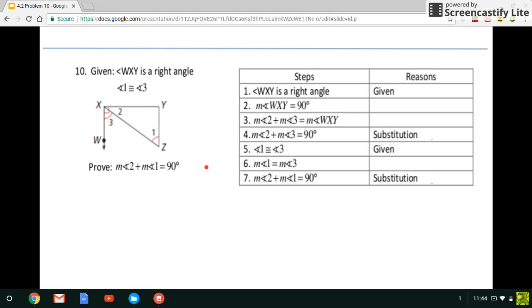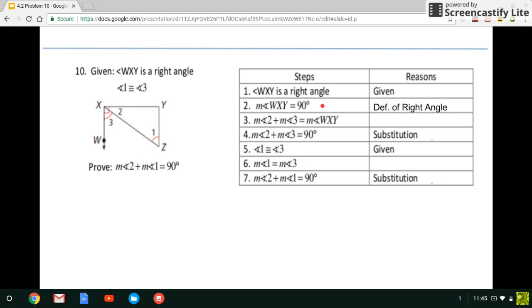Here we go. So first we always start with our given, and it tells us that WXY is a right angle. That is given. So what does it mean to be a right angle? Well, that means it equals 90 degrees. So WXY is 90 degrees. That is the definition of a right angle. So our first reason here is going to be the definition of a right angle, because right angles are 90 degrees.